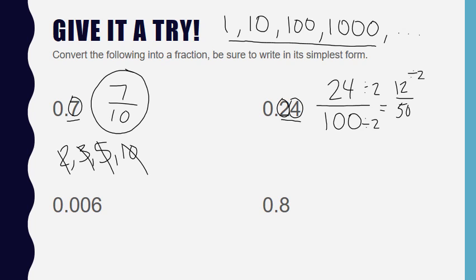So I'm going to divide by 2, divide by 2. 12 divided by 2 is 6, and 50 divided by 2 is 25. Now we have that odd number of 25, so I can't divide by 2 anymore. Let's check if I can divide by 3. 25 is not divisible by 3. Can I divide by 5? 6 is not divisible by 5, and I cannot divide either number by 10. So this is our final answer for this problem.